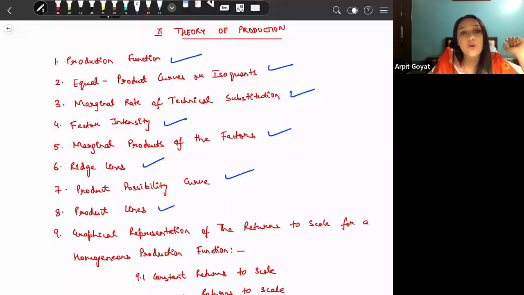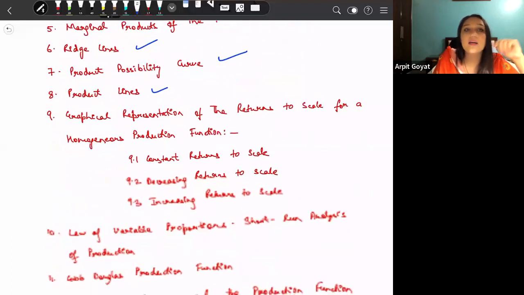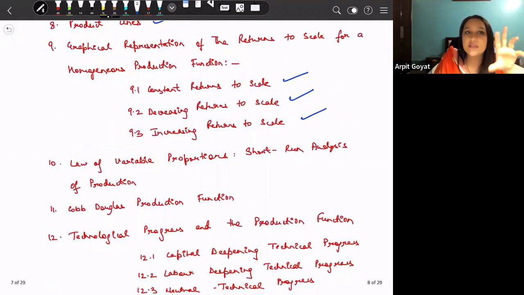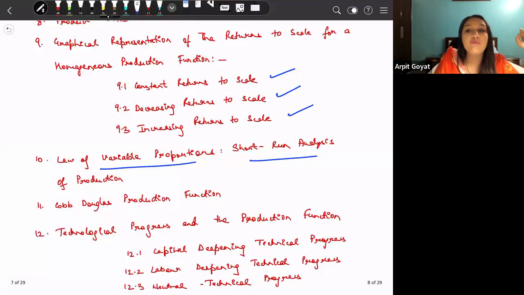Then we will discuss product lines. We'll discuss the graphical representation of the return to scale for a homogeneous production function. For that, we will first understand what is a homogeneous production function, and then we will discuss these three parts, that is constant returns to scale, decreasing returns to scale, and increasing returns to scale. After discussing this, we will do short-run analysis using the law of variable proportions. Then we will discuss Cobb-Douglas production function.